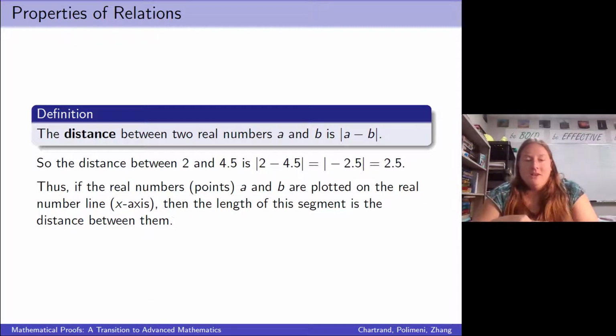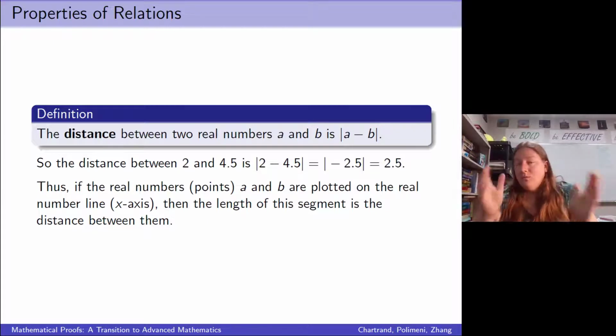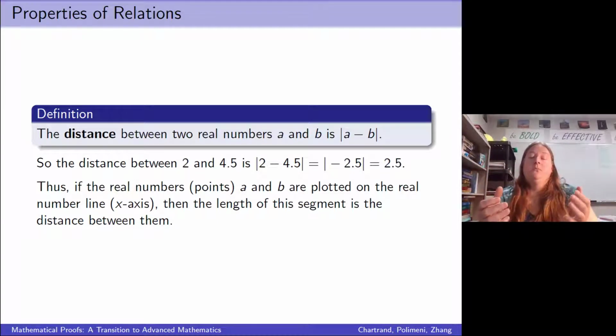So let's talk about this idea of distance. If I have two real numbers, A and B, when I take the absolute value of A minus B, what I'm really doing is finding the difference, or the distance, between A and B. So the distance between 2 and 4.5 is the absolute value of 2 minus 4.5, or the absolute value of negative 2.5, which is 2.5. So 2 and 4.5 are 2.5 units apart from one another.